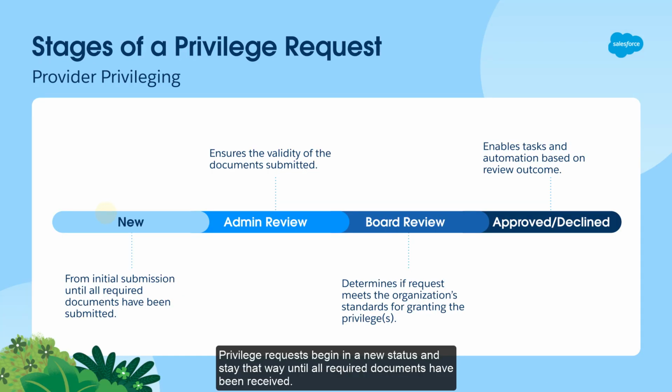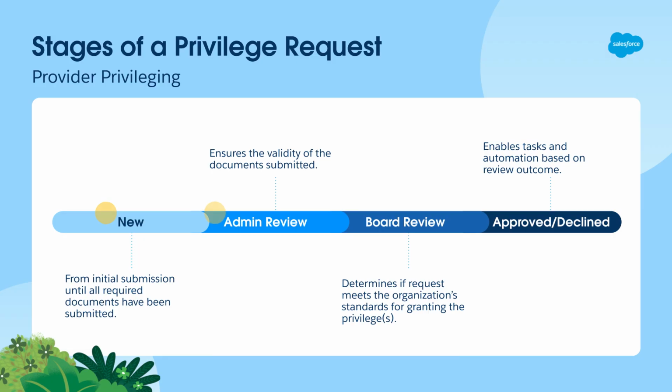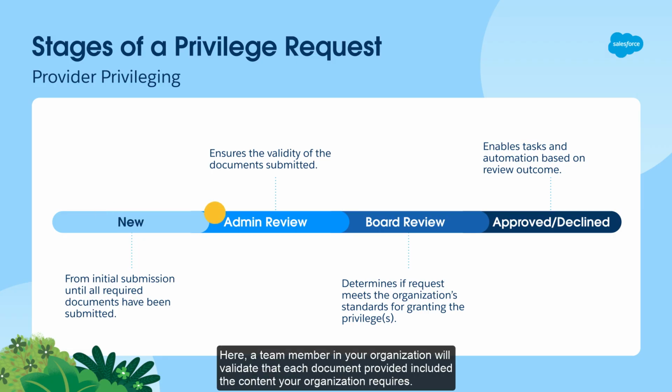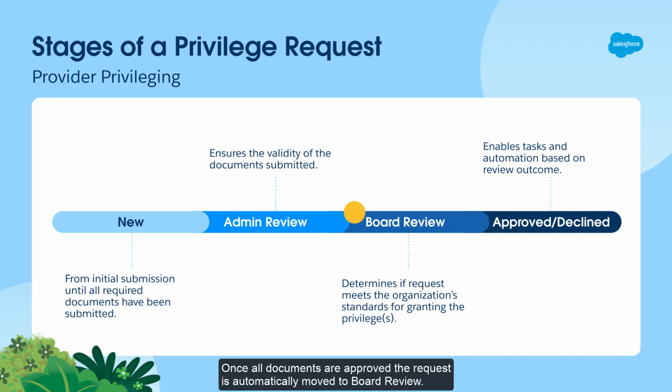Privilege requests begin in a new status and stay that way until all required documents have been received. Then the privilege request is moved to administrative review. Here, a team member in your organization will validate that each document provided included the content your organization requires. Once all the documents are approved, the request is automatically moved to board review.